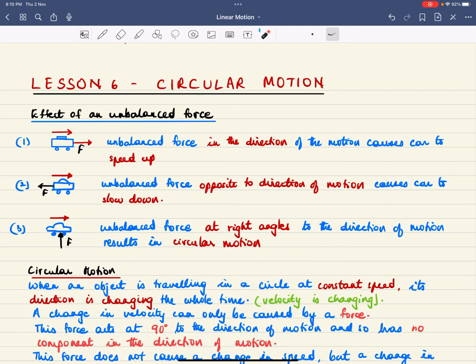So in the first one, you have an object that is moving forwards and the unbalanced force is in the same direction as motion. So what's going to happen is this object is going to speed up. The second example, the unbalanced force is opposite the direction of motion, so that's going to cause the object to slow down. And in the third example, the unbalanced force is at 90 degrees to motion, and the result of this sort of thing is circular motion.